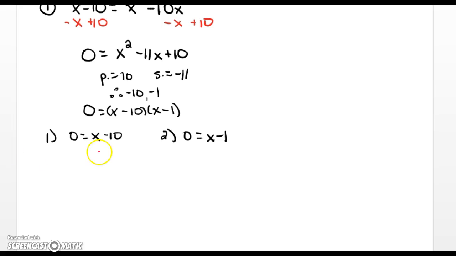So here, to solve for x in our first factor, we have x subtract 10. To get rid of subtract 10, I'm going to add 10, and that would give us 10 is equal to x. And do the same thing for our second factor. Here I want to add 1 to get rid of that. So I have x is equal to 1.